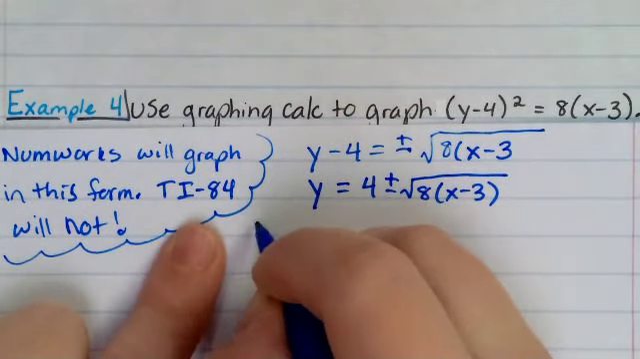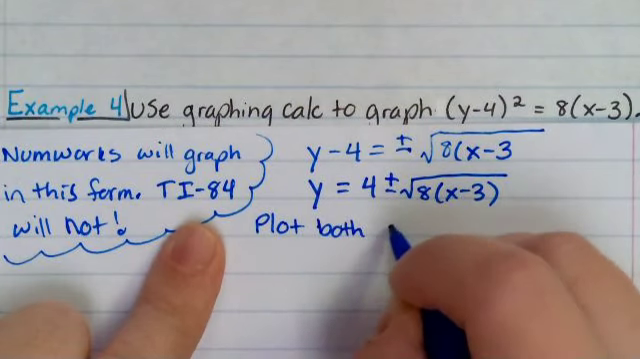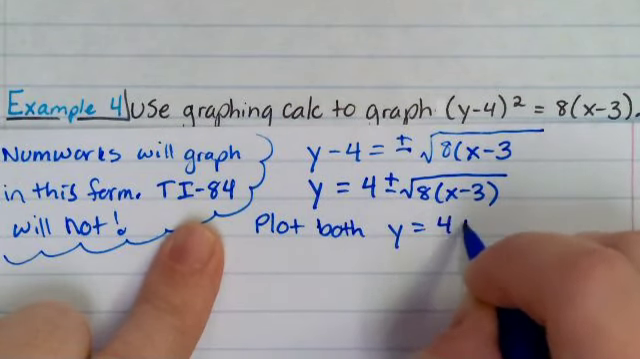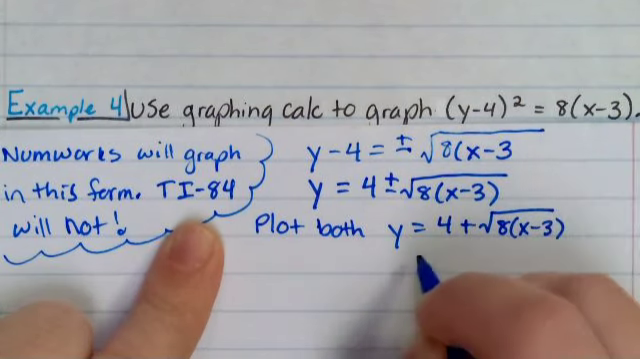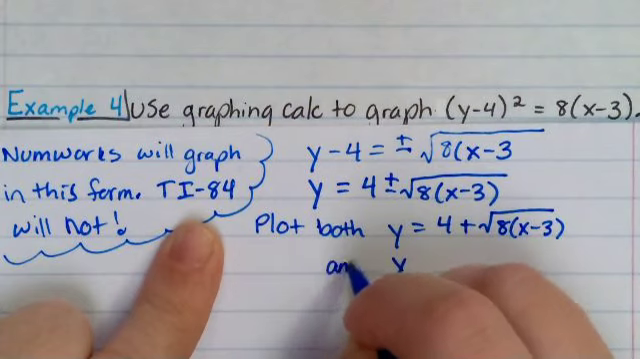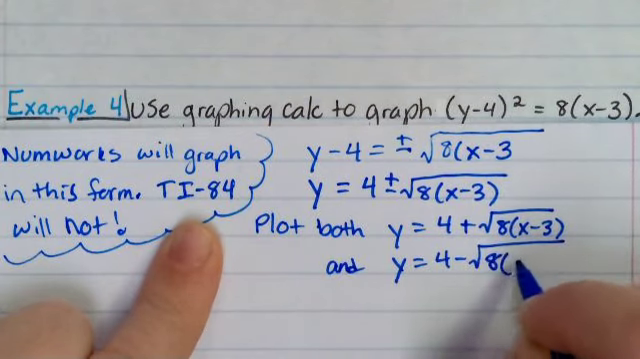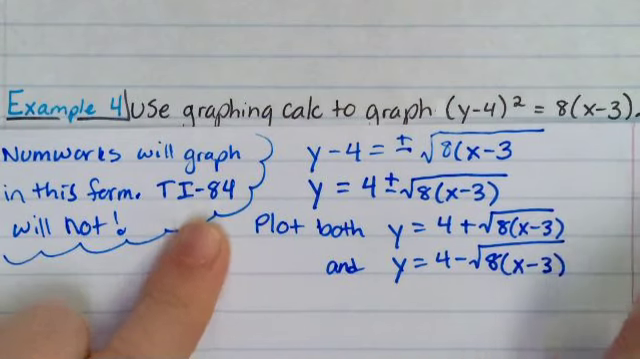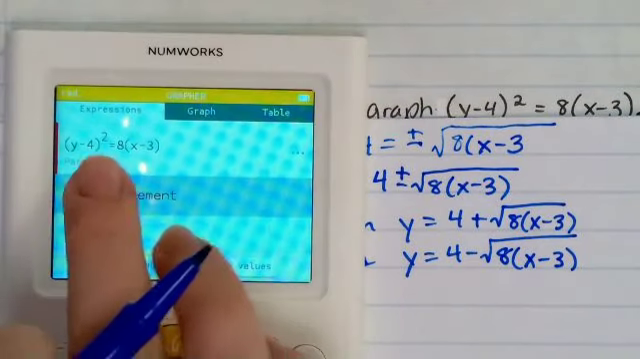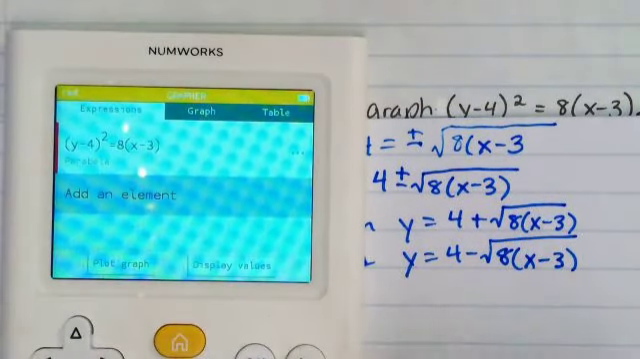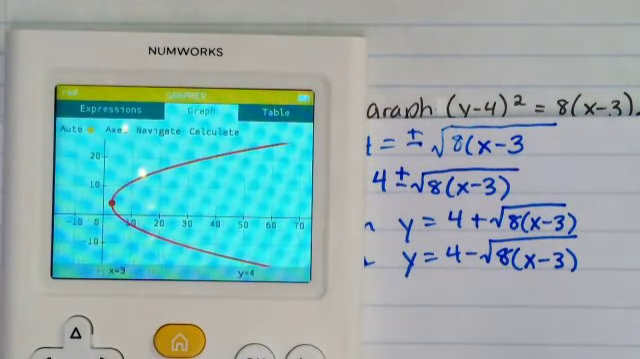this is going to be good enough. So what you'll need to do is plot both y equals 4 plus the square root of 8 times x minus 3, and you also need to do the 4 minus. And if you plot them both, then it will still show up as the same thing. So let me show you. On the NumWorks, the one I have typed in is just the one as it was given to us, and it shows us this little sideways parabola.